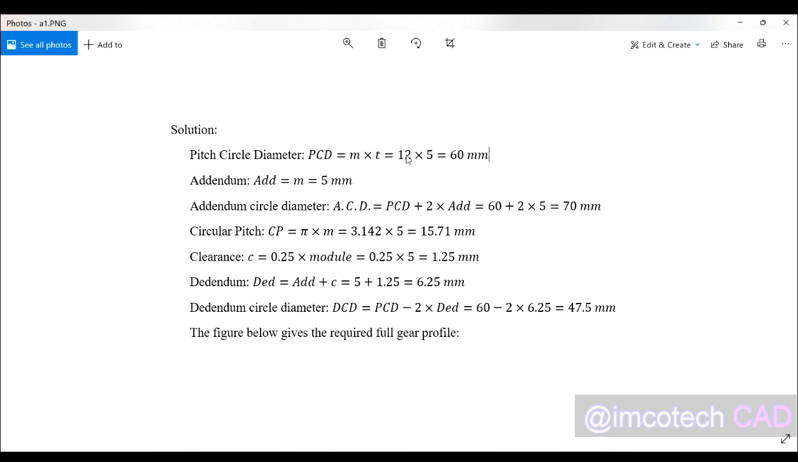Number of teeth is 12 divided by 60, right? So that will be your diametric pitch, although we do not use that here. There are two methods to find your clearance. So that is the first one. The second one is what?